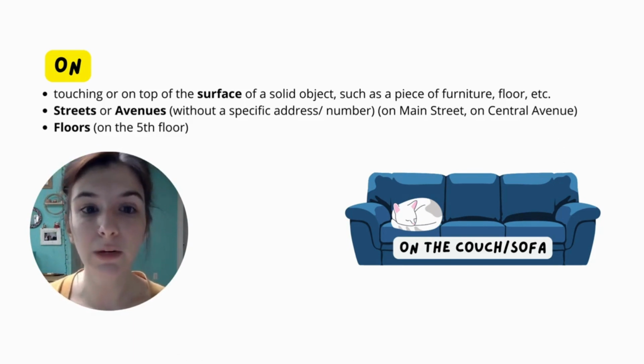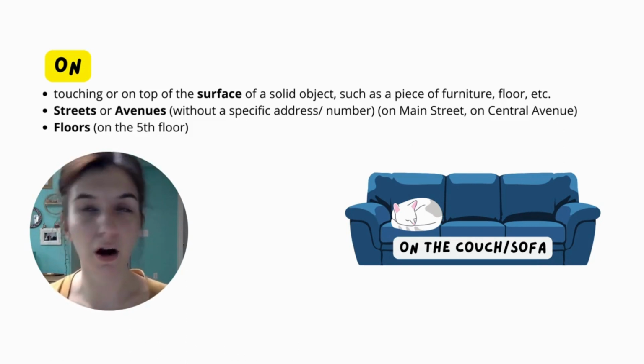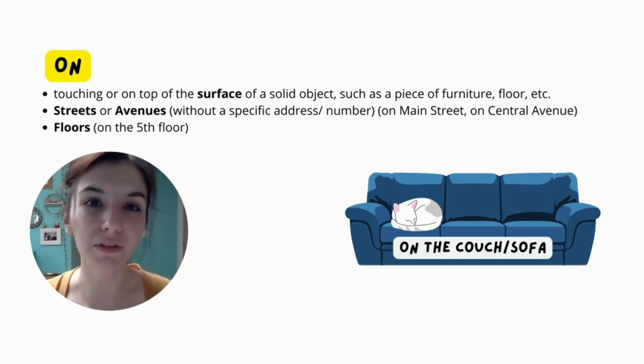And similarly, we use on to talk about floors. So if you are living in an apartment and you are on the 5th floor, then you use on to describe the location of the floor.